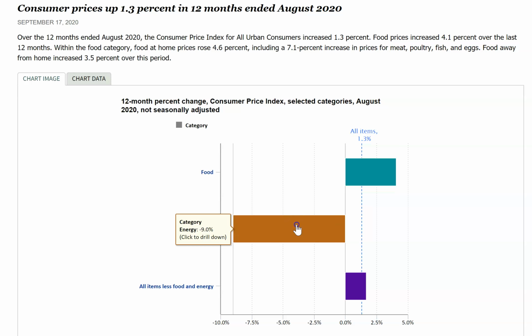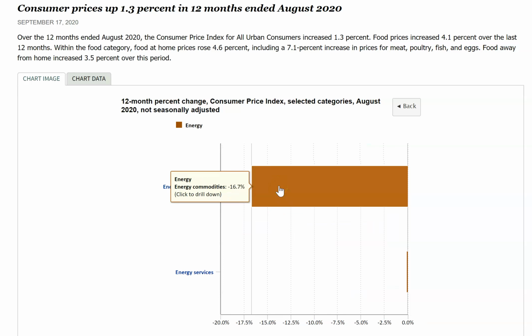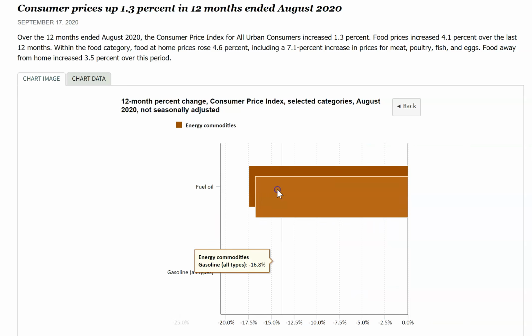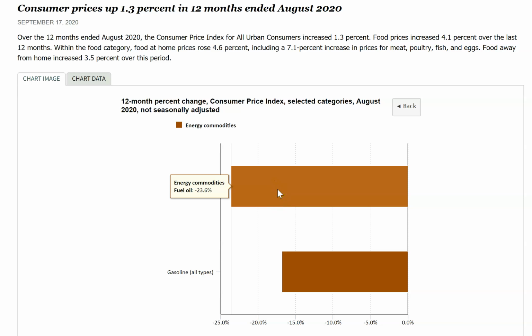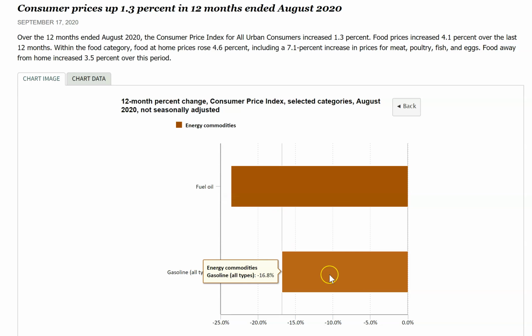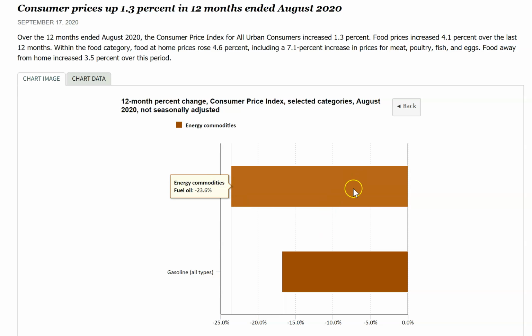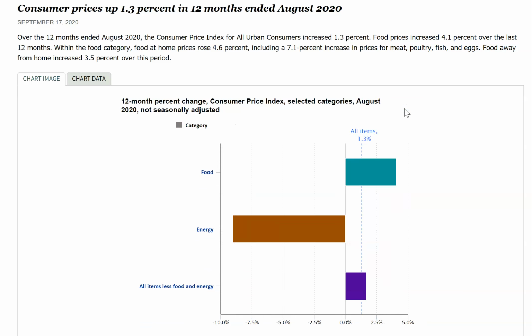So let's look at energy first. So the big part of this is energy commodities, and going down further, the big one is fuel oil and gasoline. Okay, so gasoline is down about 17% according to the way they collect it, and fuel oil, which I guess would be used in heating and stuff, is down about 23%. Okay, so that's that part.